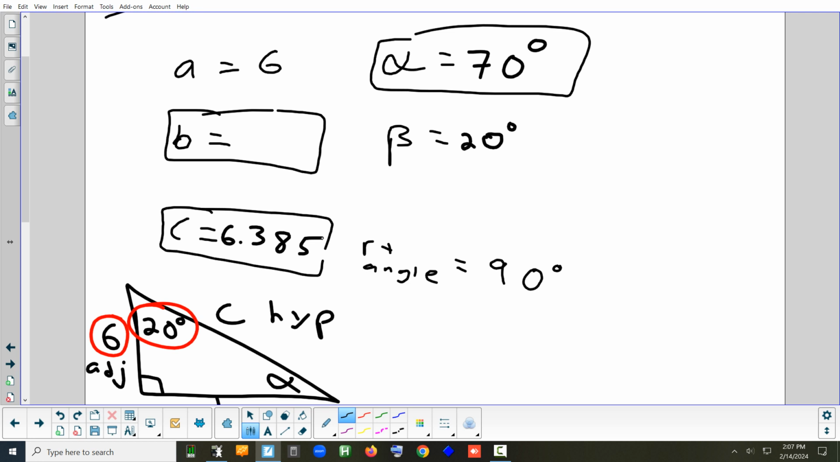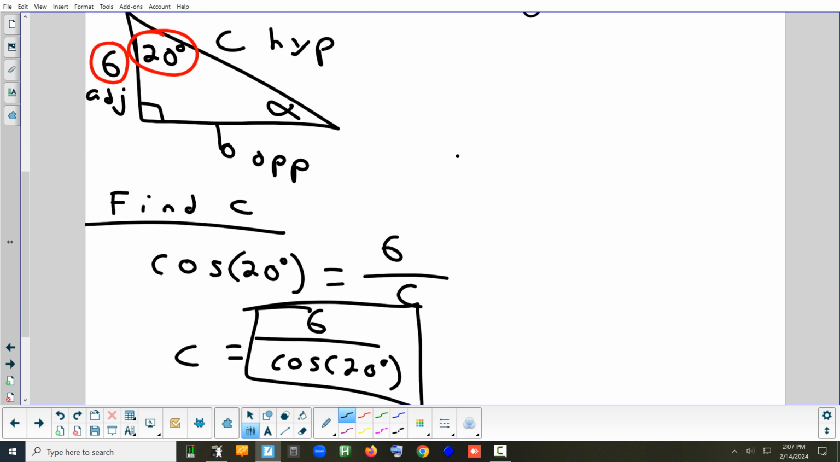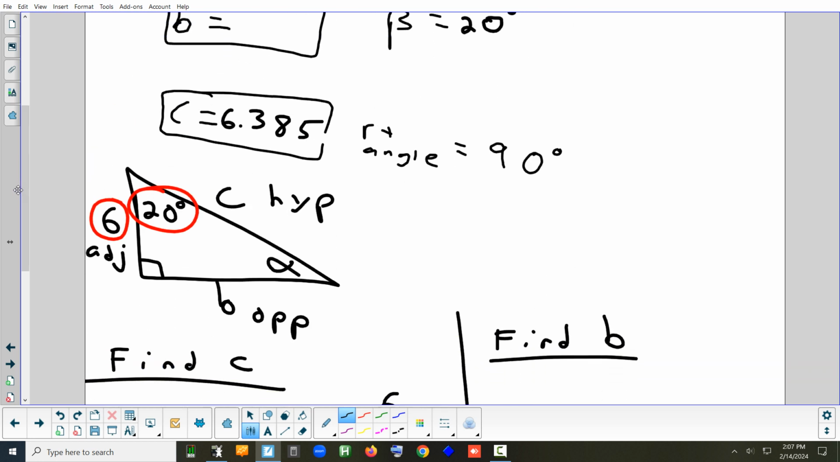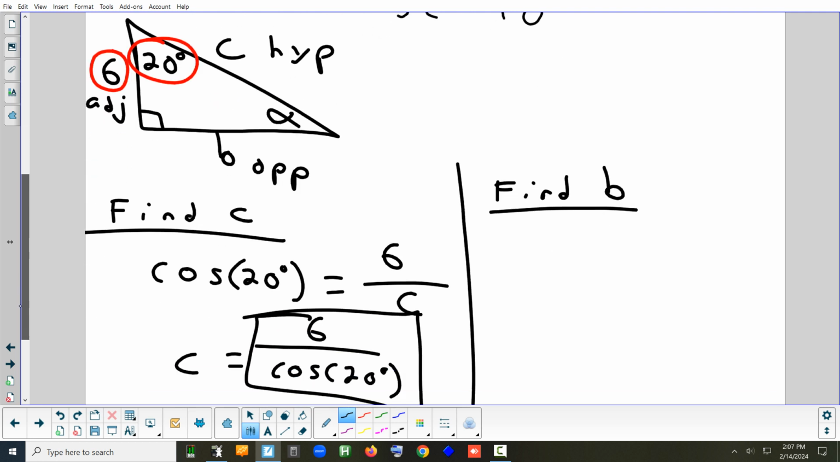Opposite side. What side? B. Yep. So now we've got to find B. Okay, let's find B. What position is side B? Opposite. And what position is the side we were given? Adjacent. Opposite and adjacent. Which trig function has those two? Tangent.